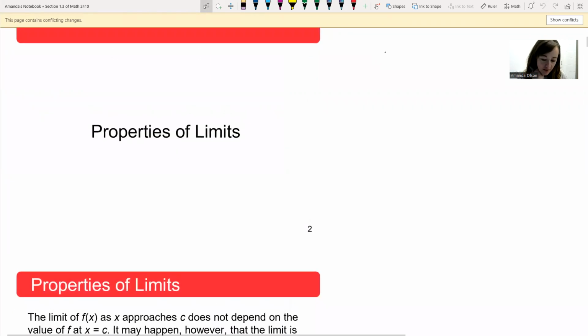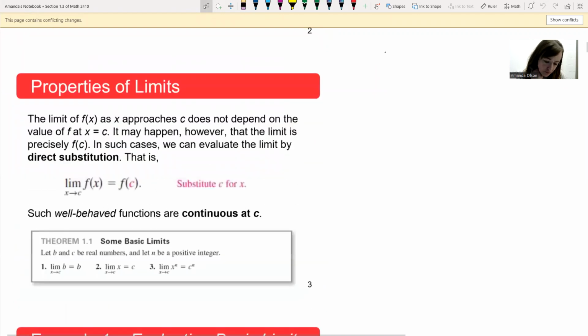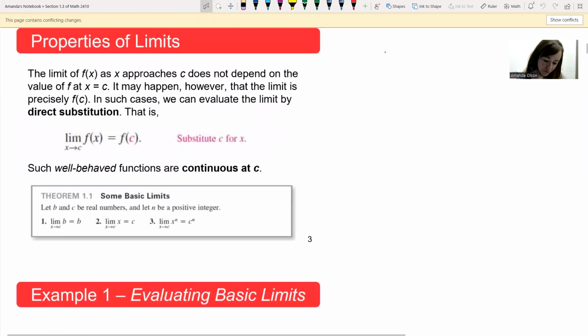So properties of limits. Some functions allow for direct substitution. Basic functions like polynomials allow for direct substitution. Polynomials are defined over the reals. So looking at x approaching any value, you can just directly substitute the limit value into the function. So I'm going to use some standard notation.